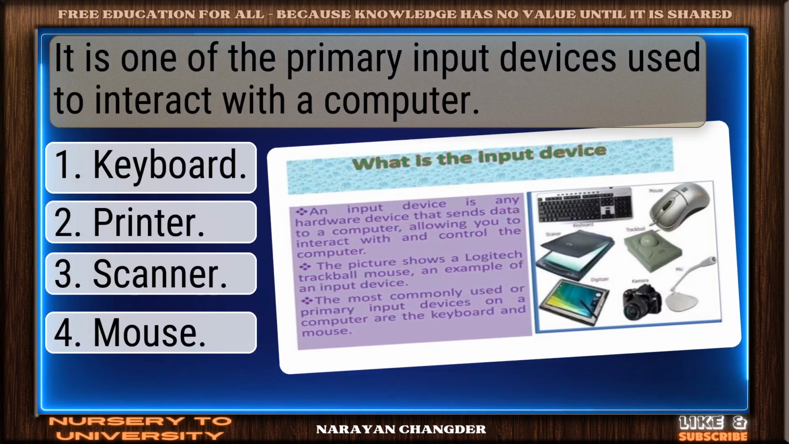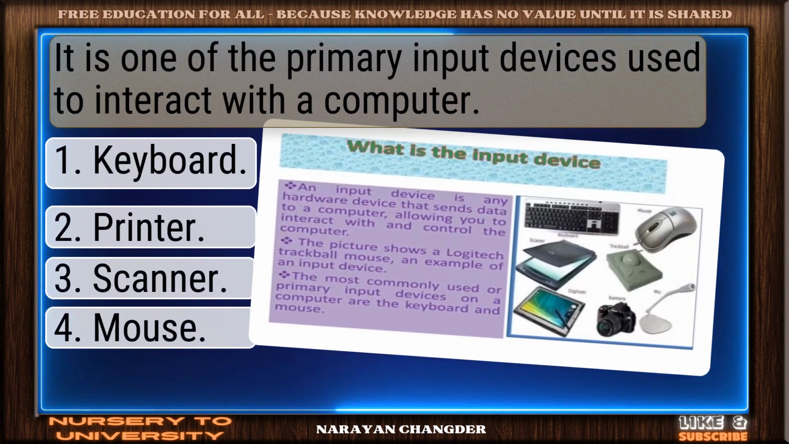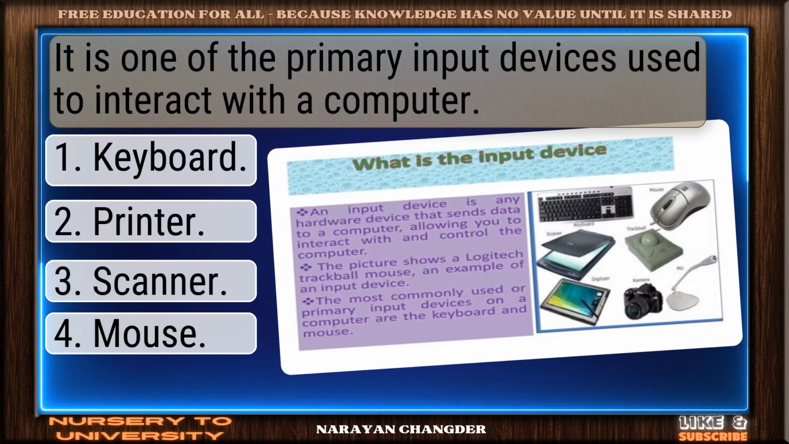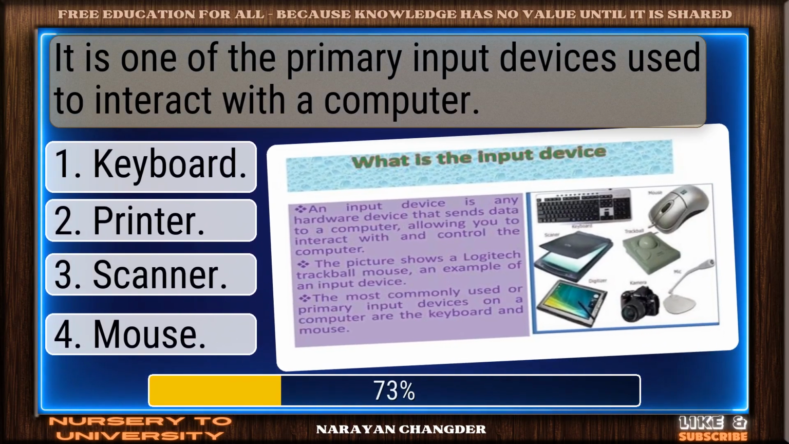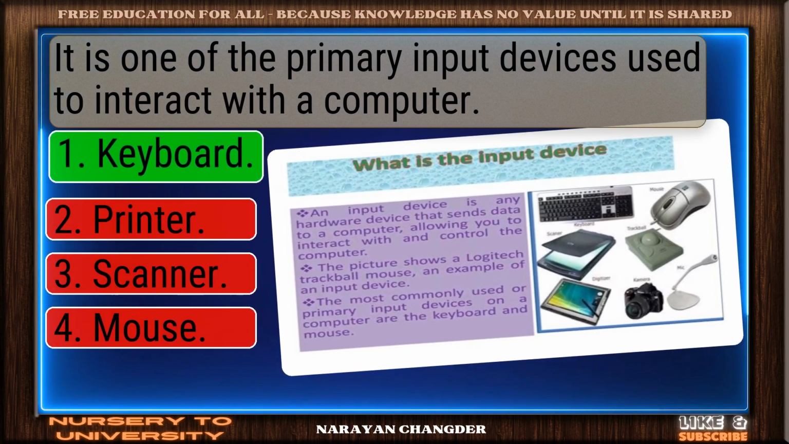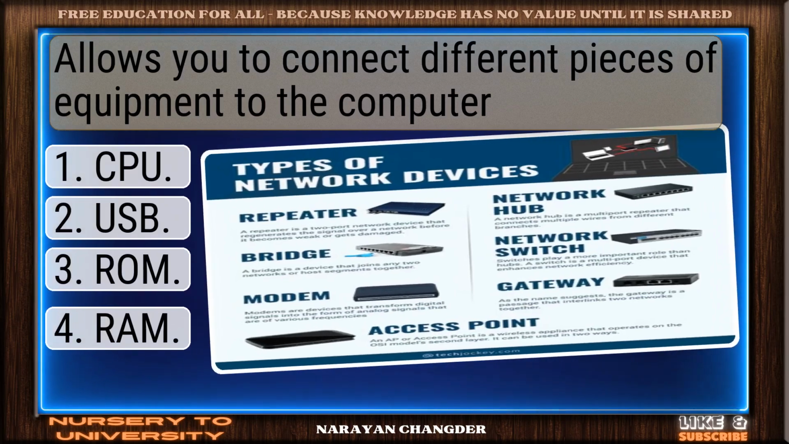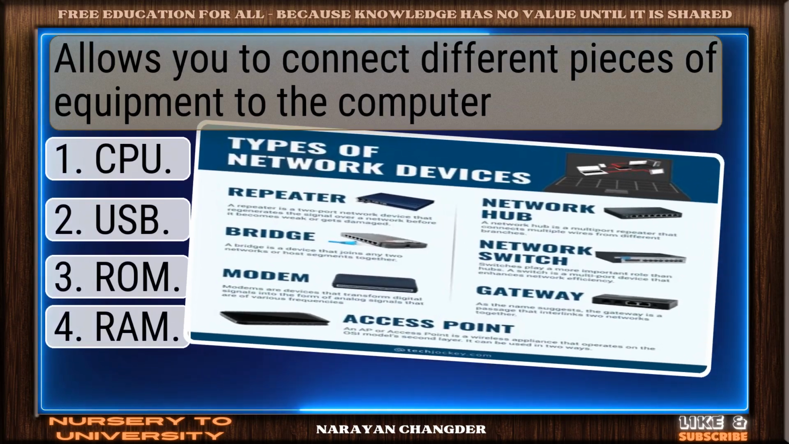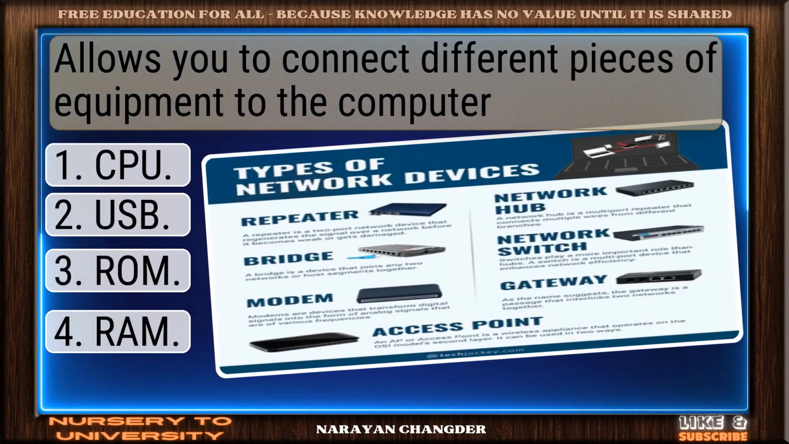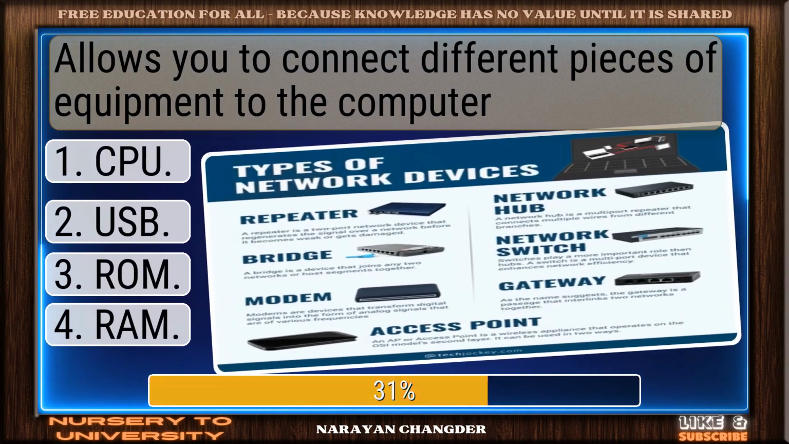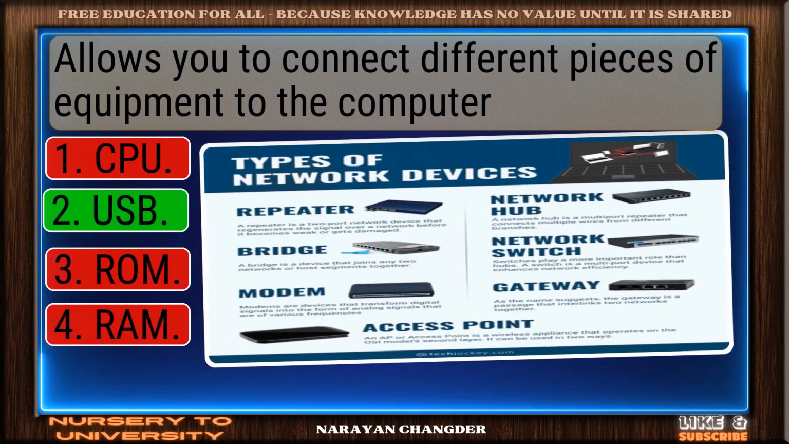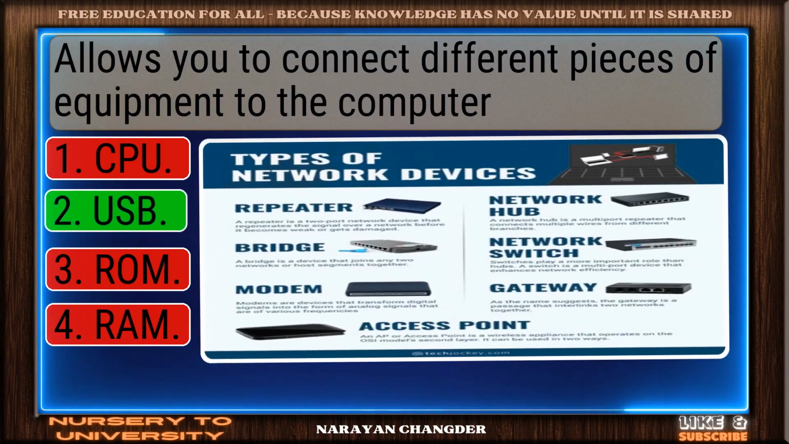Question number 36. It is one of the primary input devices used to interact with a computer. Good thinking. Keyboard is the right answer. Question number 37. Allows you to connect different pieces of equipment to the computer. Perfect. USB is the correct choice.